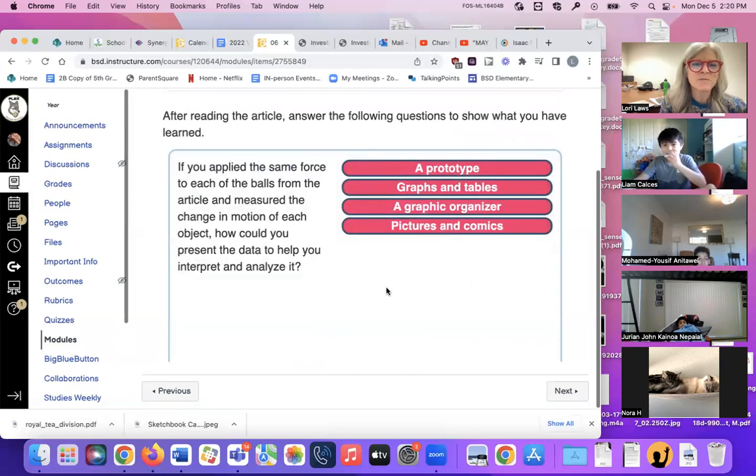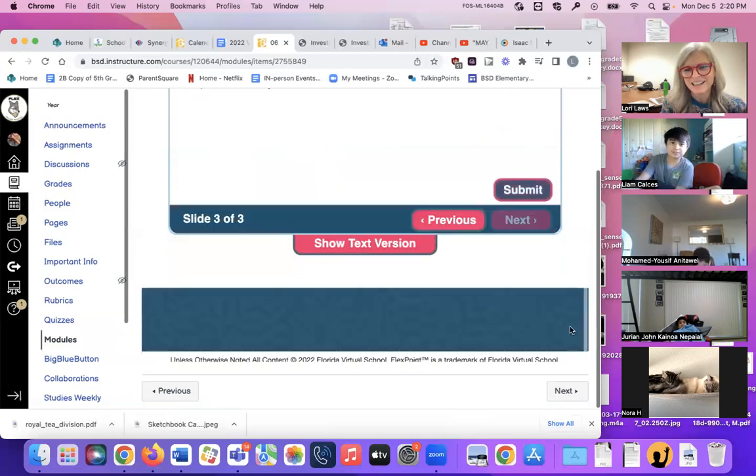After reading the article, if you apply the same force to each of the balls, how could you present the data to help you interpret and analyze it? Could you do it in a prototype, a graph and table, a graphic organizer, or pictures and comics? Graph and tables. Silly, isn't it?